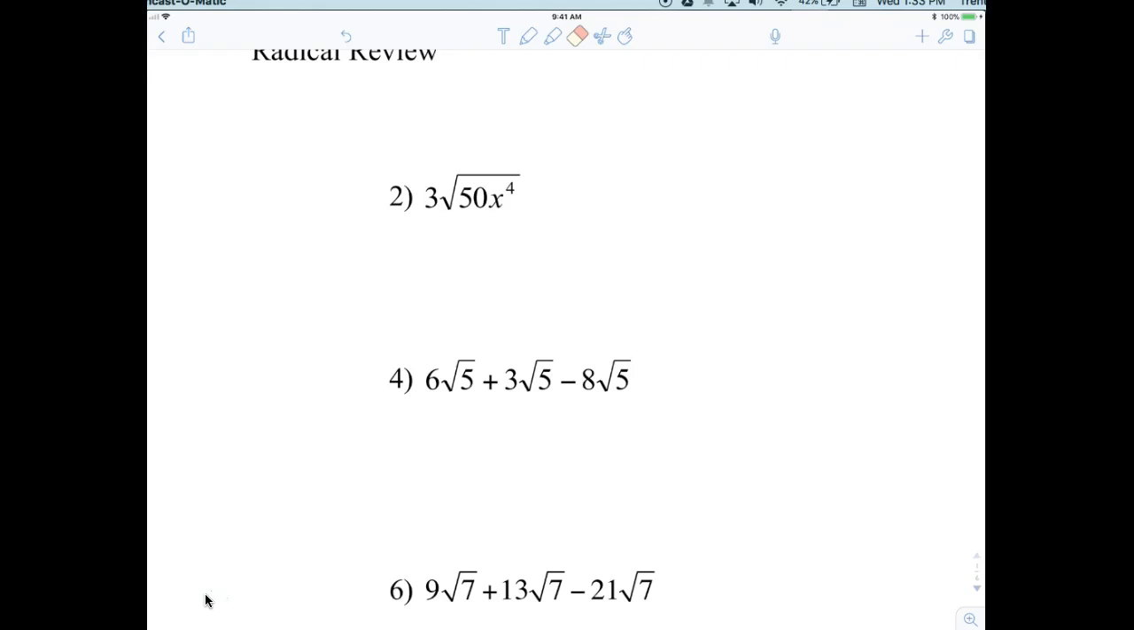Now again, we have a lot to do. So stay with me. Aspen, go. Okay, I got 15x squared radical 2. So far, so good. Now, all I need is a hand up if you're not sure.